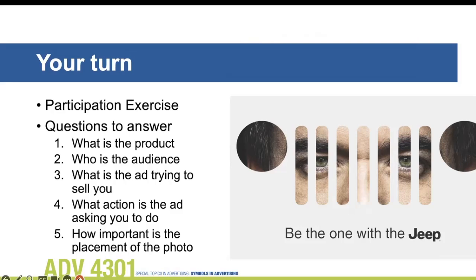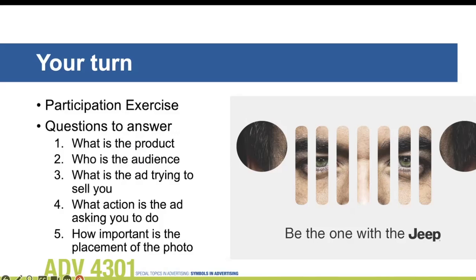And that one's kind of tricky because sometimes they're selling a product and sometimes they're selling a lifestyle. Anyway, just saying. So, what action is the ad asking you to do? And it needs to be a little more in depth than "be one with the Jeep." I understand that that's a really clever tagline, but what does that mean? And how important is the placement of the photograph in this ad?